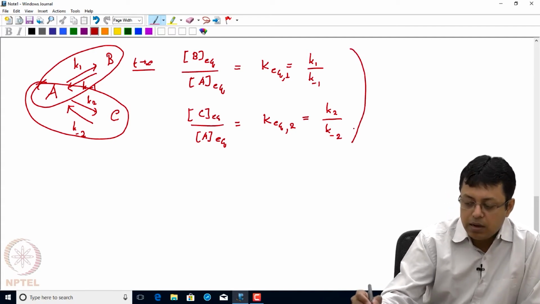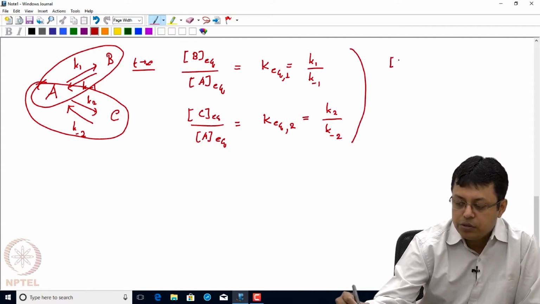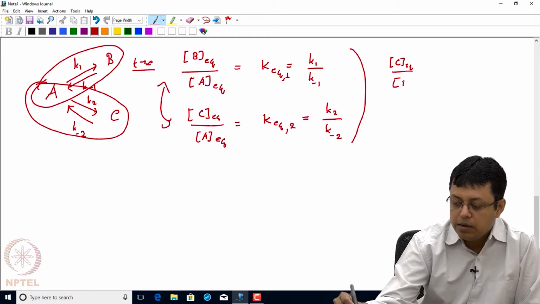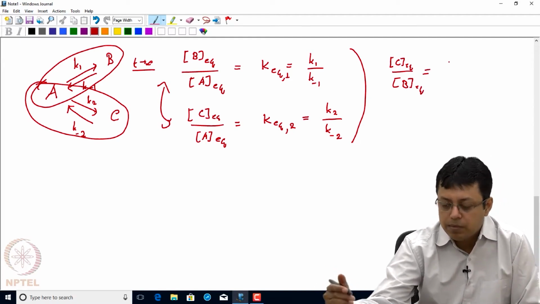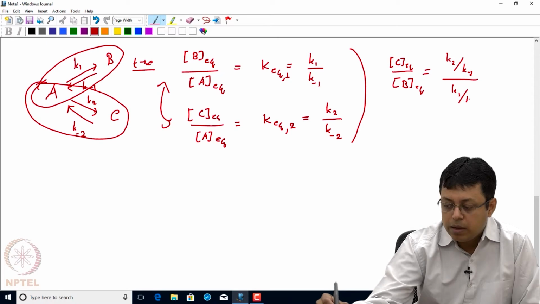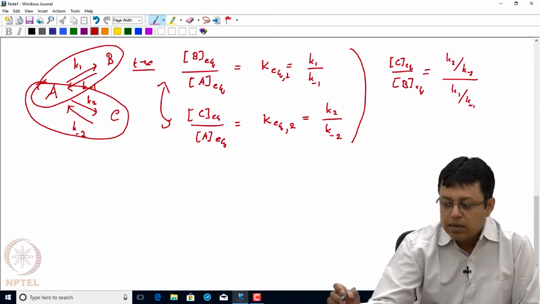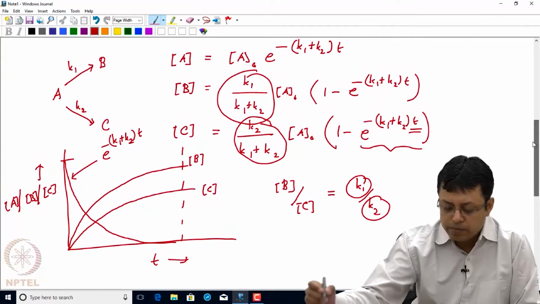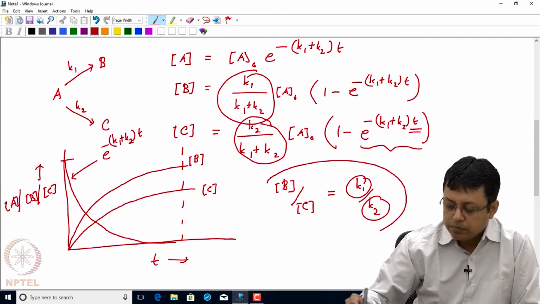Now we can ask this question: what will be the final ratio of C and B? We can just take the ratio using these two equations which we have written here, and then we'll find a beautiful thing, that it is basically the ratio of the equilibrium constants, which is nothing but k2 by k minus 2 divided by k1 by k minus 1. Now you see that it is not simply k2 by k1, as we saw earlier, where we did not consider any reversibility.